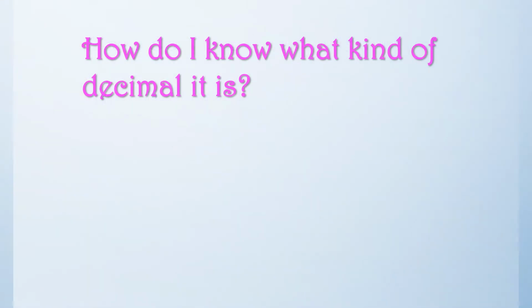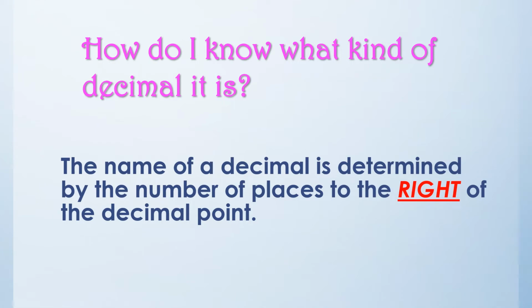Okay, so how do I know what kind of decimal it is? कैसे पता चलेगा किस type का decimal है? We have learned about tenth, hundred, thousand and so many things. So how will I come to know about that? Well, the name of a decimal is determined by the number of places to the right of the decimal point.